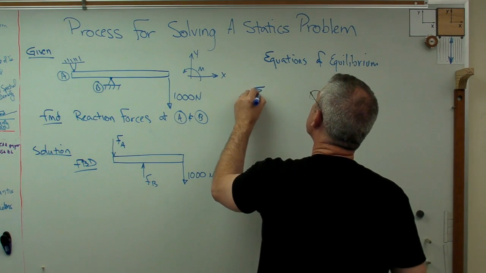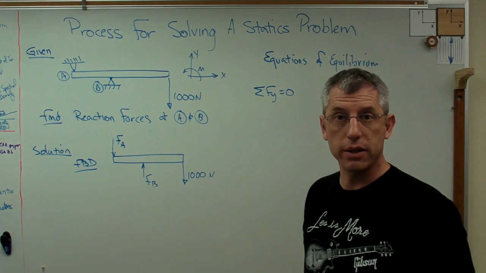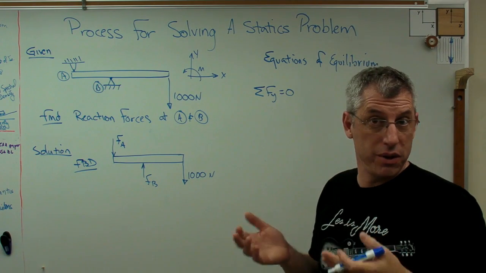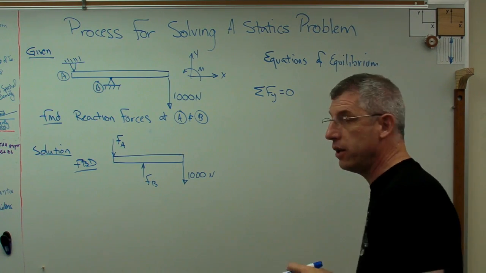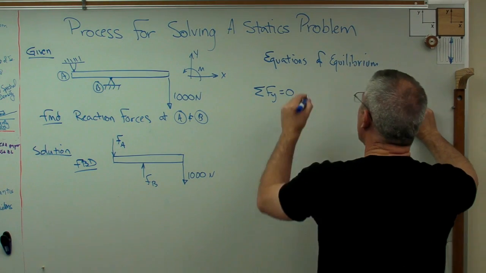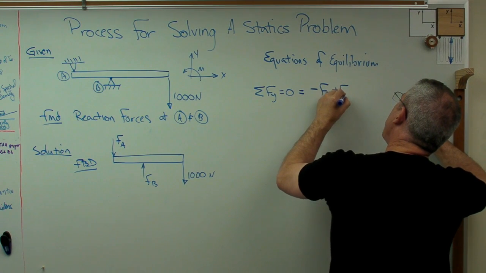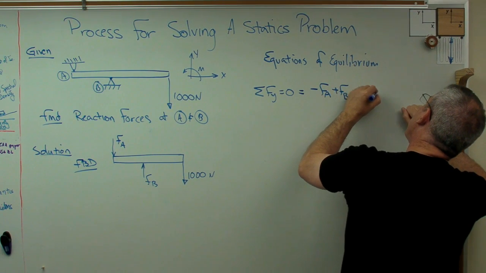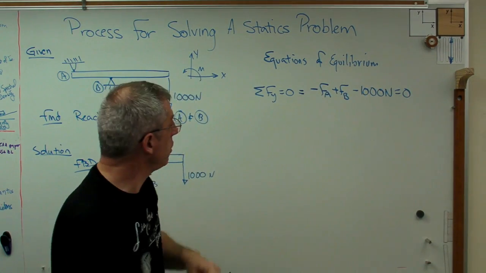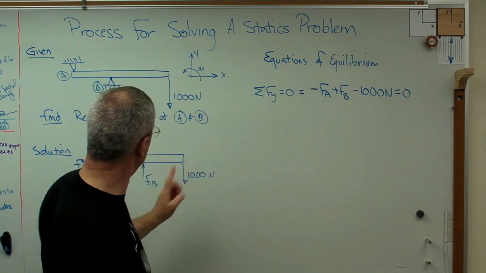I can do this a couple of ways. One way is to say the sum of the forces in the y direction equals 0. That has to happen. If the forces are not 0 in the vertical direction, that means there's motion or there's acceleration. Well, I know there isn't, so I can set those forces equal to 0. That means minus FA plus FB minus 1,000 newtons equals 0.